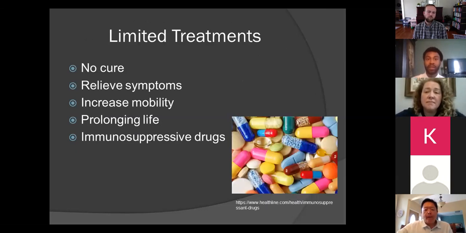Now, going more into the treatments, like I said earlier, there's no known cure for any neurodegenerative disease, but there are also things that can help you relieve these symptoms, increase mobility, or even prolong, which most people want, prolong their life. And the way you do this is through immunosuppressive drugs.